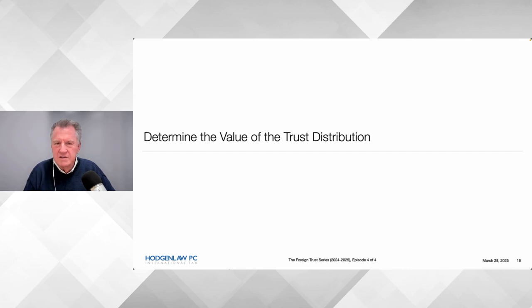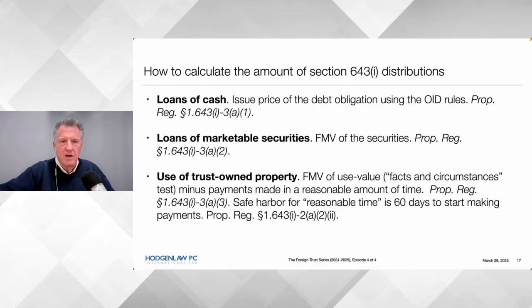All right, let's just arbitrarily say we have identified all of the distributions, either cash money, y'all, or use of property, or a loan that's deemed to be a distribution. So we know what that is. And now we have to figure out, how much is it worth? And here are the quickie rules. I mean, you get money, you know what money's worth. But for the Section 643(i) distributions, this is the way that you value them.